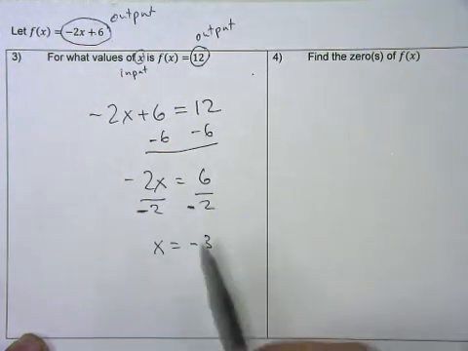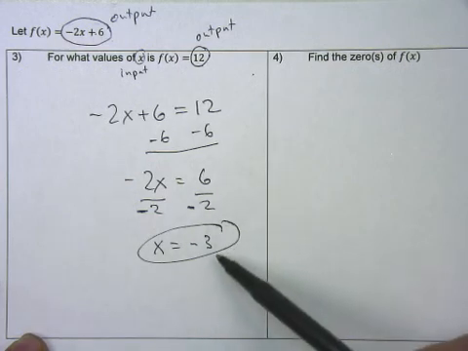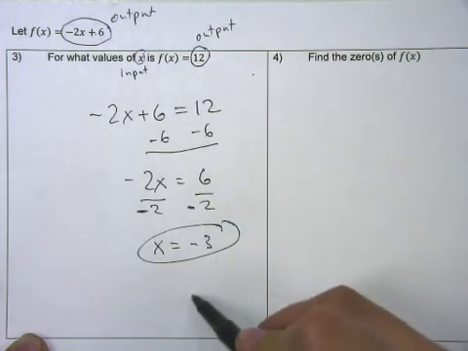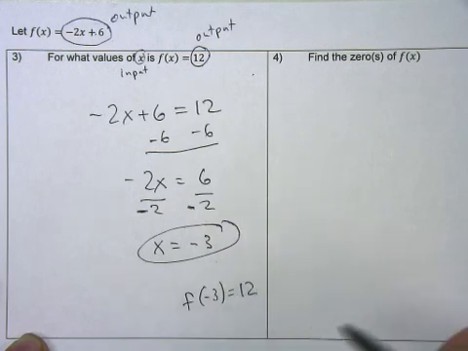So what does that mean? This is our answer. But what does that mean? That means that negative 3 is the input value that gives us an output of 12. In other words, f of negative 3 would be positive 12. So here's your answer.